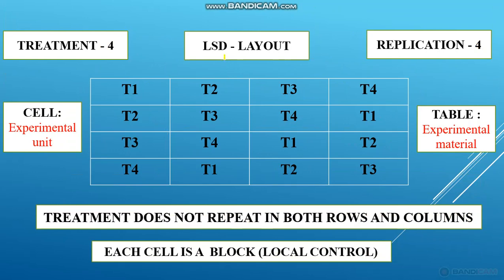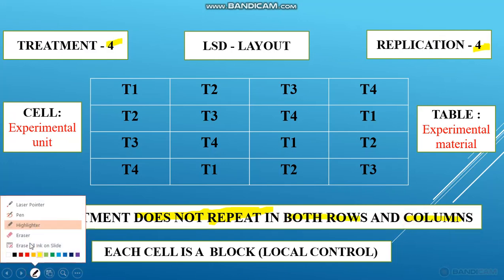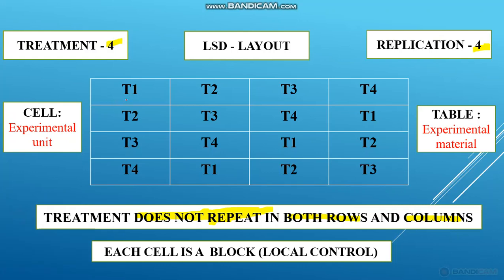Next we say LSD layout. For the same example, I am taking treatment 4 and replication 4. In this you can see the treatment does not repeat. This is very important: treatment does not repeat in both rows and columns. I am taking T1. T1 is not repeating in column and also in row. Similarly, I am taking T3. T3 is not repeating in either row or in column.